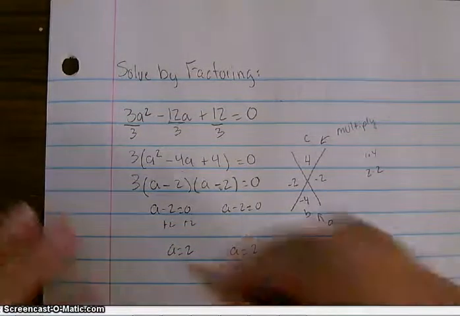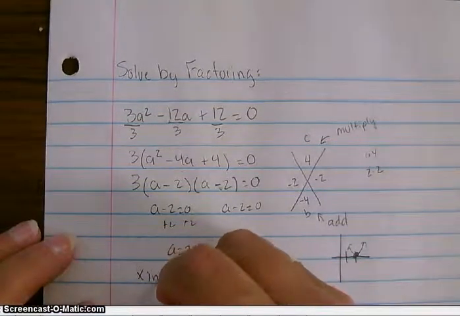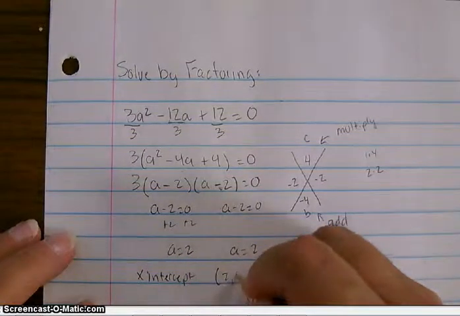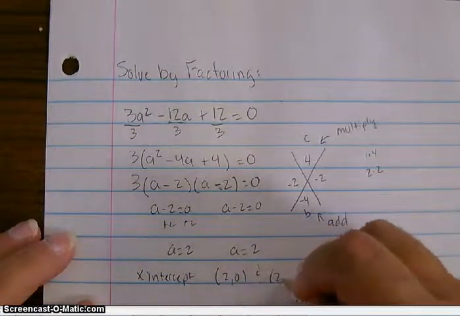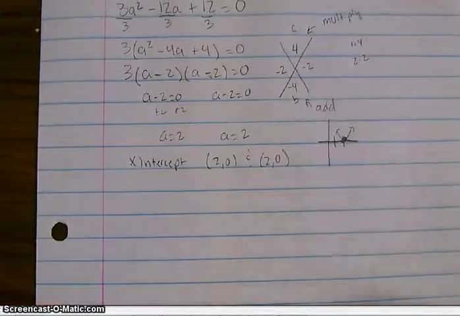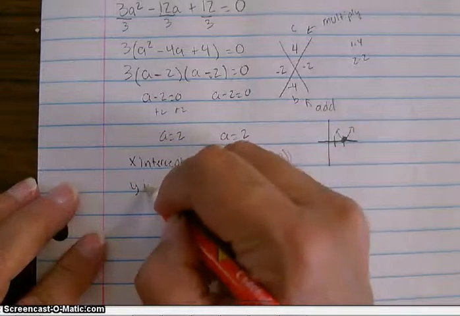Alright, so now I know that my x-intercept is just at (2, 0). You can go ahead and write it down, (2, 0). That just tells me I have a double root, and we'll learn about that later, but that's what we call it, a double root. Okay, so now what is my y-intercept?